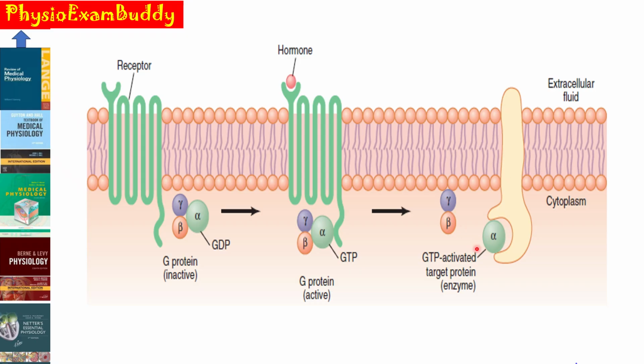That is, the dissociated alpha portion will come and bind with the membrane bound target proteins, usually enzymes, and this binding will initiate the intracellular signals, which is responsible for the effect in the target cells.